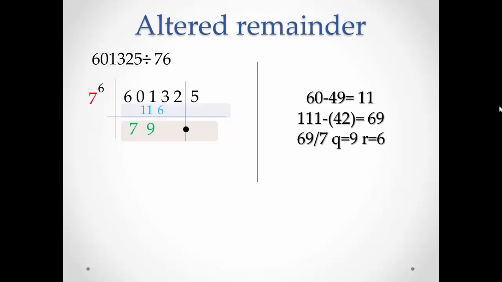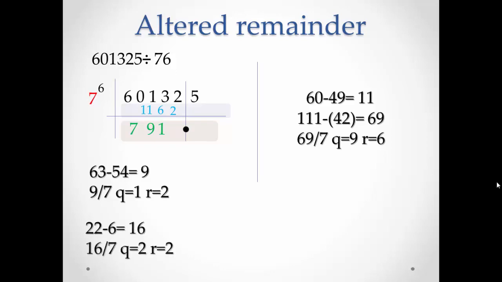Let's move on. 63 minus 6 times 9, that is 54, which comes out to be 9, and 9 by 7 is quotient 1 and remainder 2. Now 22 minus 6 comes out to be 16, and 16 by 7 is quotient 2 and remainder 2. Then the next step is 25 minus 12, that comes out to be 13, and 13 by 7 is quotient 1 and remainder 6. In similar fashion, we subtract and we divide, and likewise we carry on.